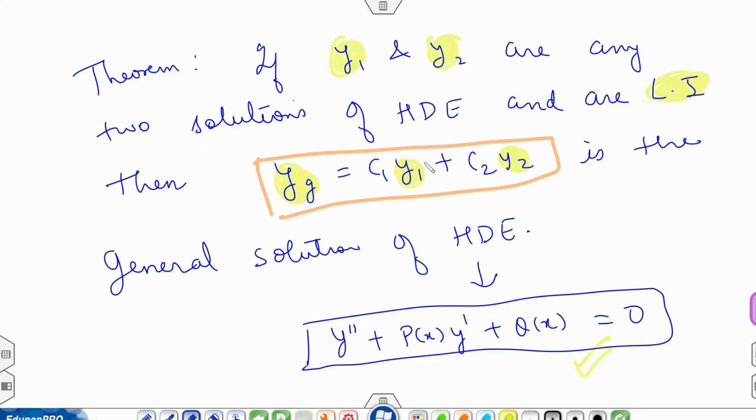Now to find out whether these two are linearly independent or not, here comes the role of the Wronskian, that it will help you to find out whether the two solutions which you are considering are linearly independent or not. So we will go one by one. First we will write one lemma that gives you one important result. So I'll just write down the lemma.